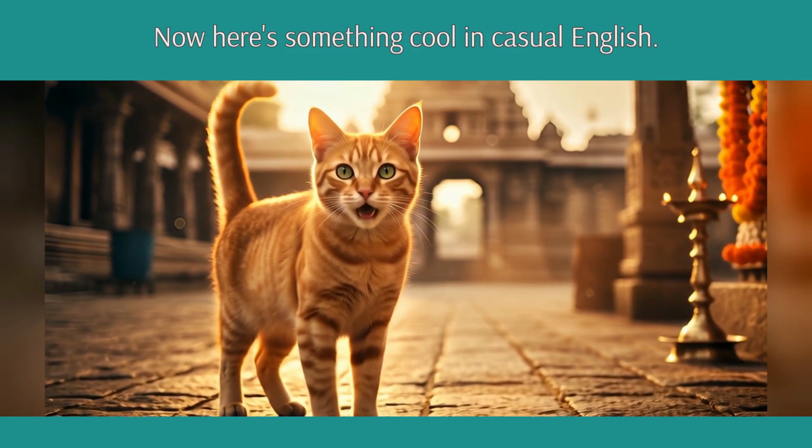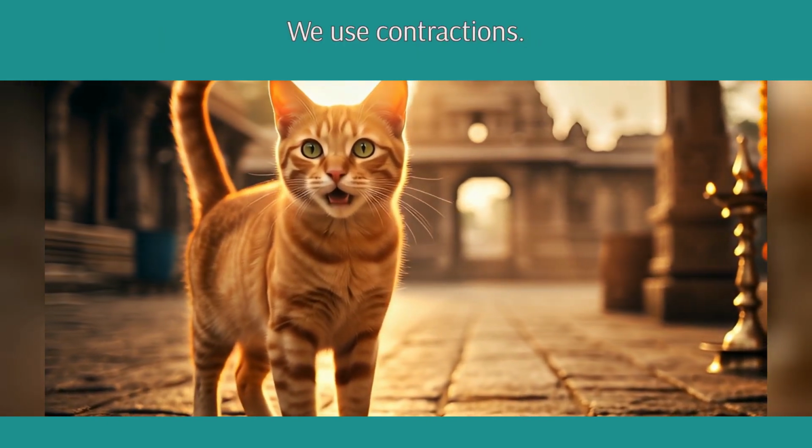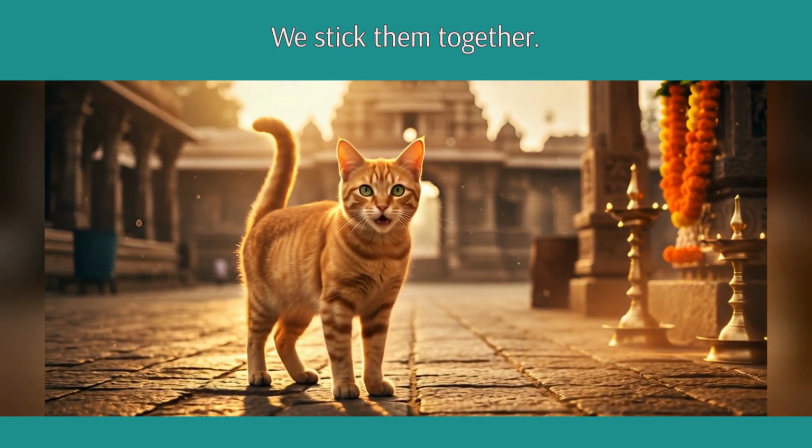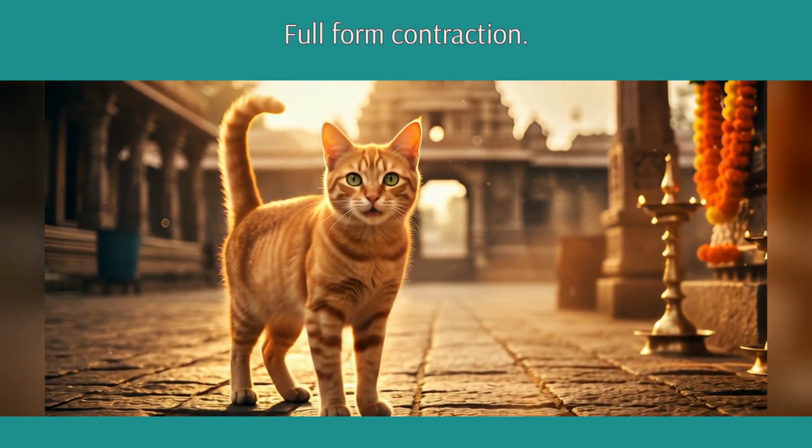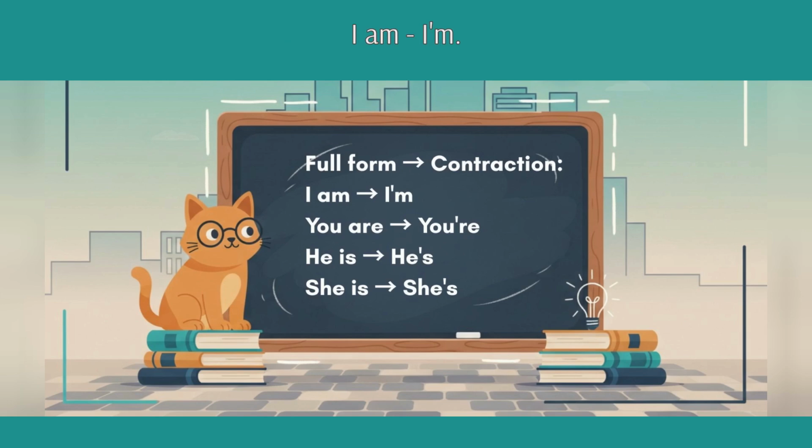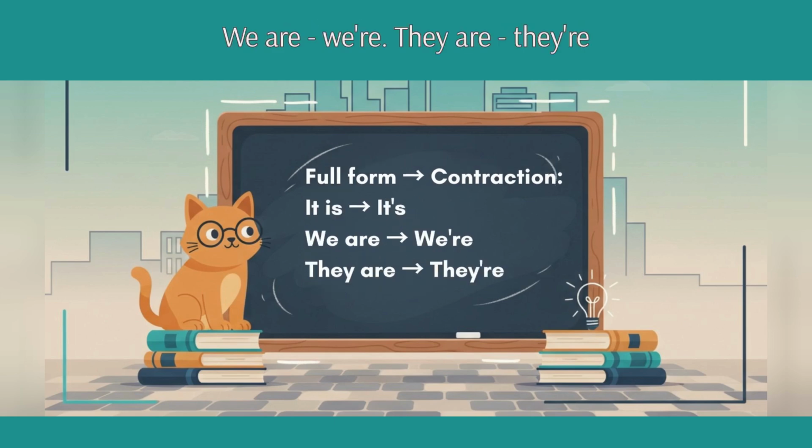Now, here is something cool. In casual English, we make these shorter. We use contractions. We stick them together. Full form, contraction. I am, I'm. You are, you're. He is, he's. She is, she's. It is, it's. We are, we're. They are, they're.